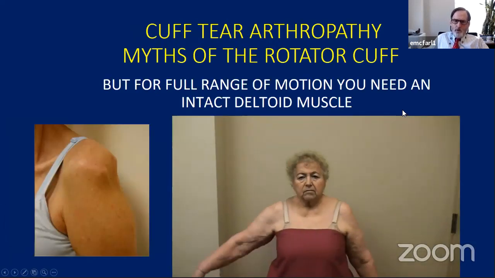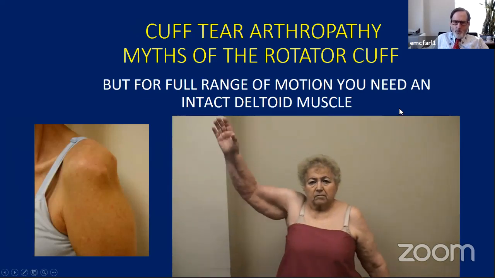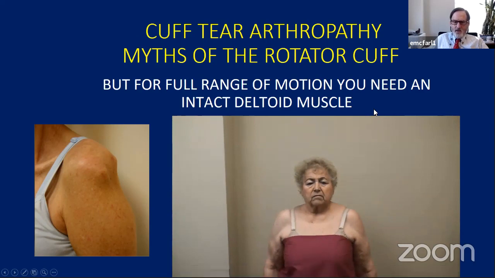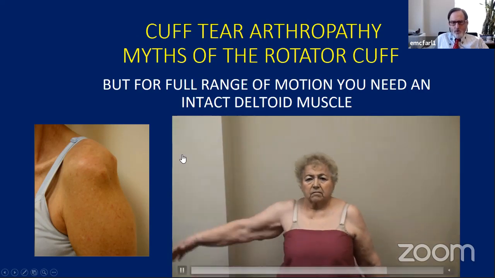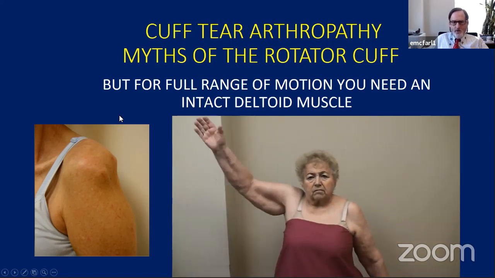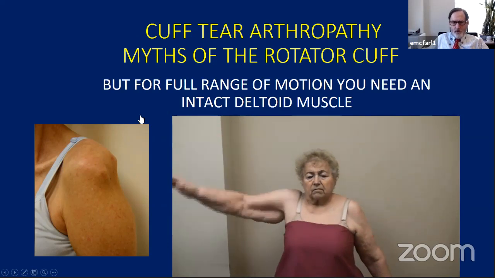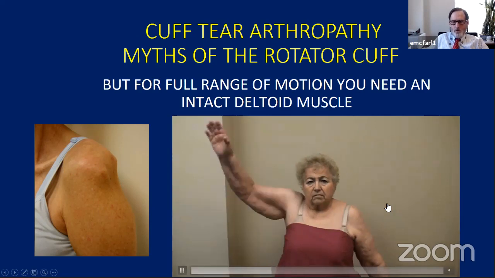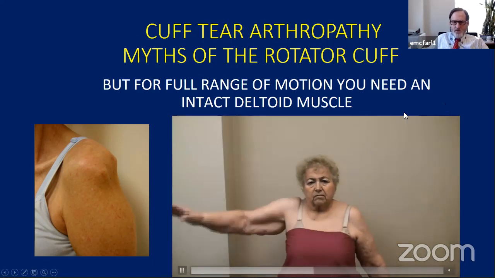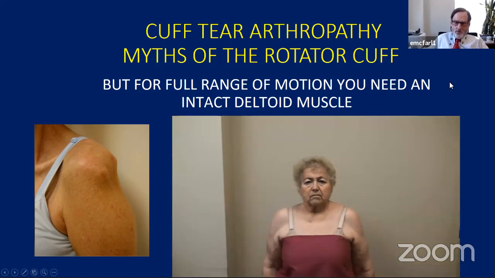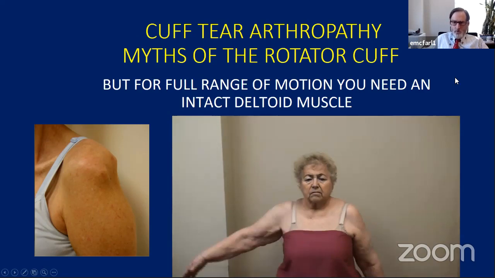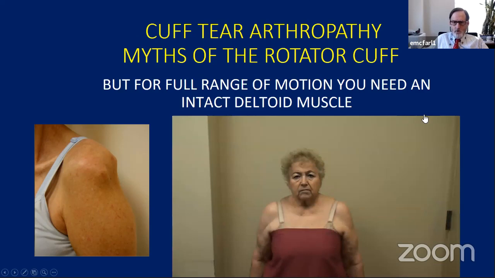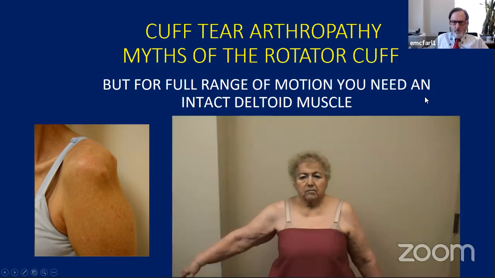So the indications again are range of motion, but the one thing you do have to have is an intact deltoid. If you're missing your deltoid, like over here, and you're missing your rotator cuff, then you really can't elevate your arm. So it's important that they have an intact deltoid muscle. It's also important that you take good care of the deltoid muscle when you do the surgery, because once the rotator cuff is gone, they can have full elevation because they have a deltoid.